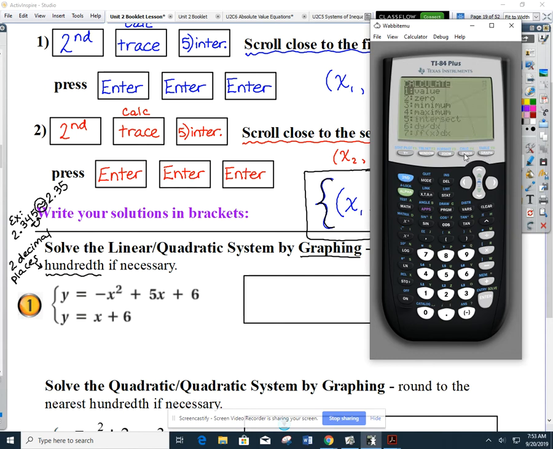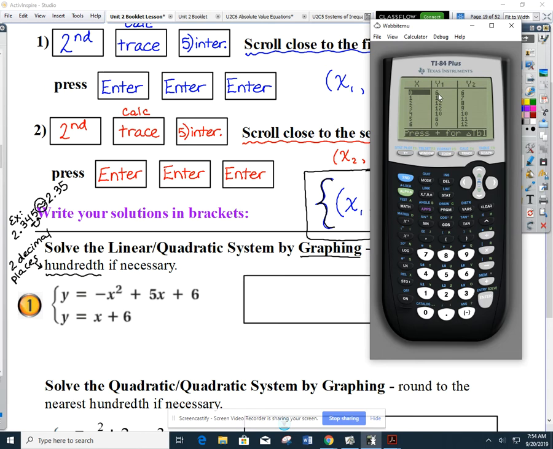We hit second, trace, intersect is option 5. It says first curve, we're just getting close to the intersection. So hit enter, second curve. We don't have to do anything for that, just hit enter and then enter again. And it tells us the intersection is at 0, 6. If you got something funky here like 0.000012, that's 0.